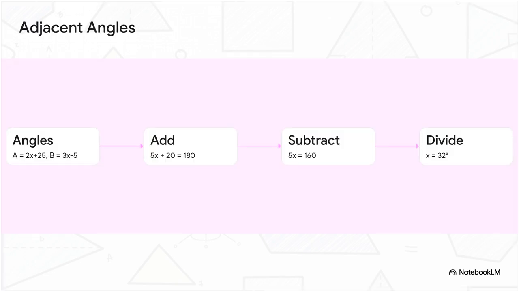Say angle A is 2x plus 25, and the adjacent angle B is 3x minus 5. Step 1, set them up. Step 2, add them together and set the whole thing equal to 180. So 5x plus 20 equals 180. Step 3, subtract that 20, leaving us with 5x equals 160. Step 4, divide by 5. And just like that, a scary-looking algebraic string turns into a simple division problem, giving us x equals 32 degrees.